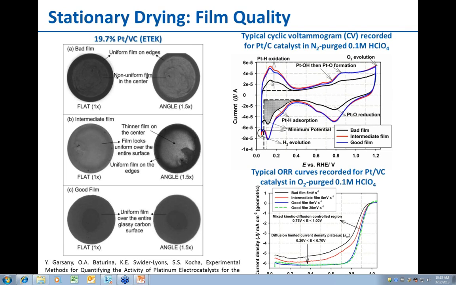And then if you look at the electrochemistry on the other side, so you look at the CV, and on the top, you can see that when you have a bad film, the surface area that you're going to measure for hydrogen is going to be much smaller compared to the intermediate films and the good film. And so typically the category of films that one might get is the intermediate and good films.